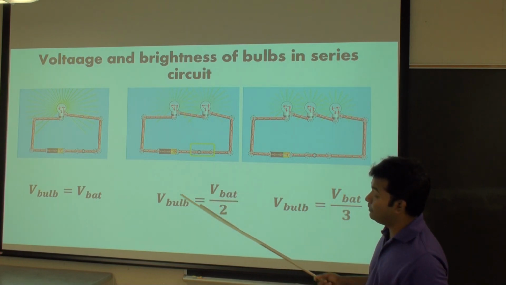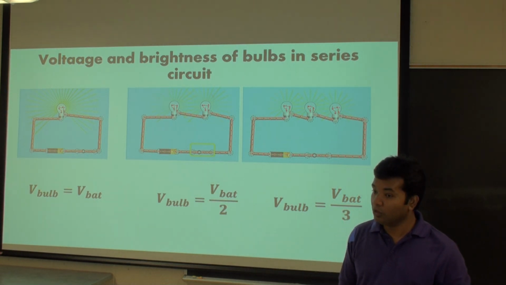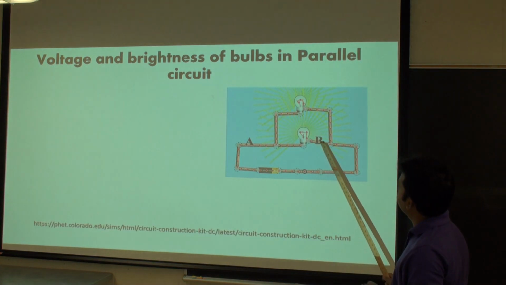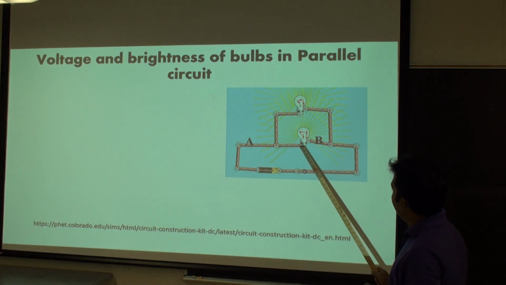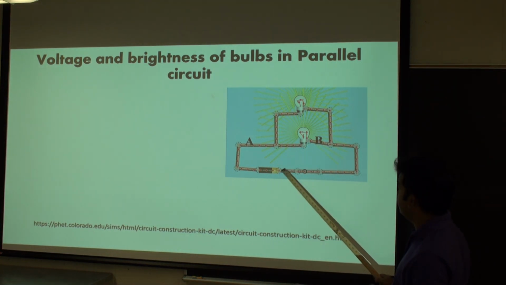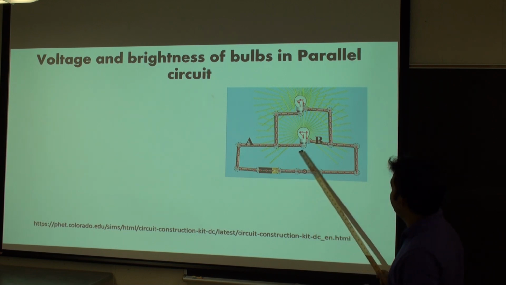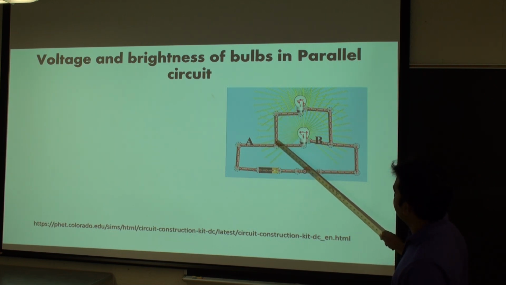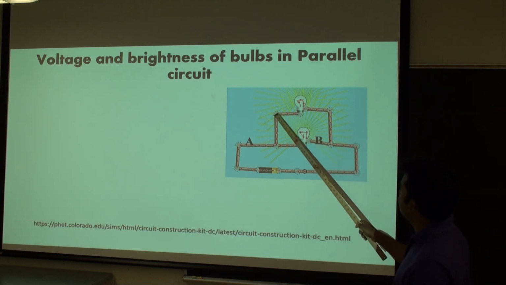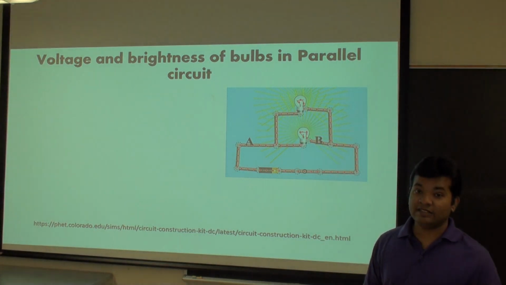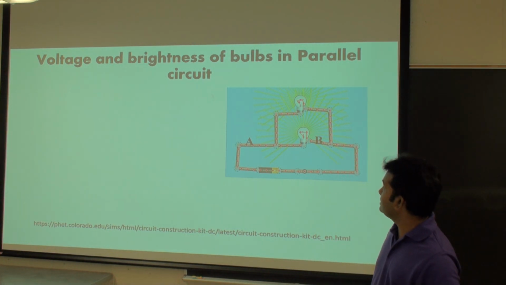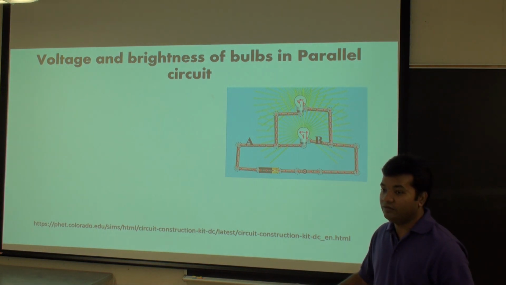And similarly, we have the brightness. So we can say that the more the voltage, the more the brightness. Similarly, in these circuits, both bulbs have the same brightness, and also the same voltage, because this point B is connected to the positive terminal of the battery, and point A is connected to the negative terminal of the battery. So the voltage across this bulb and the voltage across this bulb will be the same. As they have the same voltage, they will have the same brightness. So in a parallel circuit, we can see that the voltage is a measure of brightness.